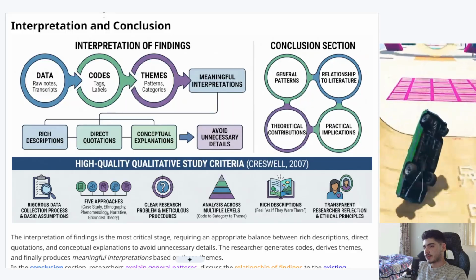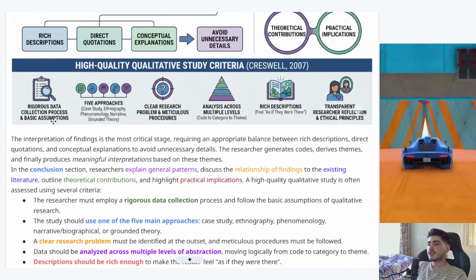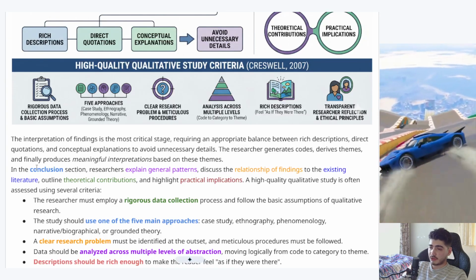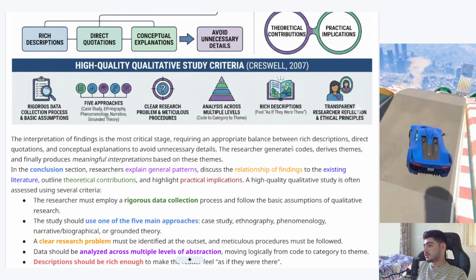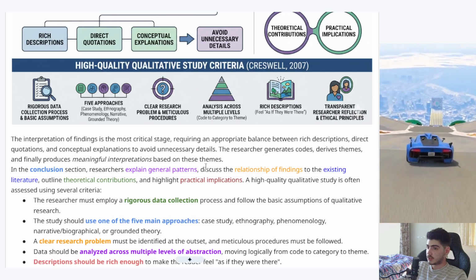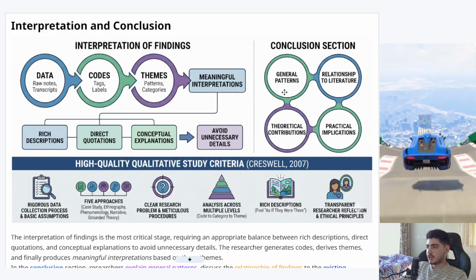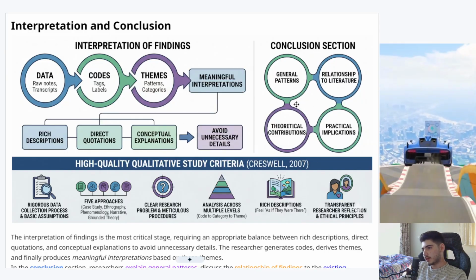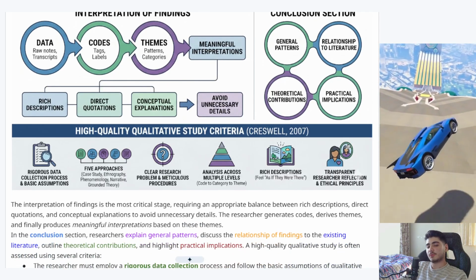So we need to, of course, interpret our findings and reach a conclusion. The interpretation of findings is the most critical stage, requiring an appropriate balance between rich descriptions, direct quotations, and conceptual explanations to avoid unnecessary details. The researcher generates codes, derives themes, and finally produces meaningful interpretations based on these themes. In the conclusion section, we look at general patterns. We at least show the general patterns, the relationship to literature, the theoretical contributions of our research to the field, and the practical implications that we have made.